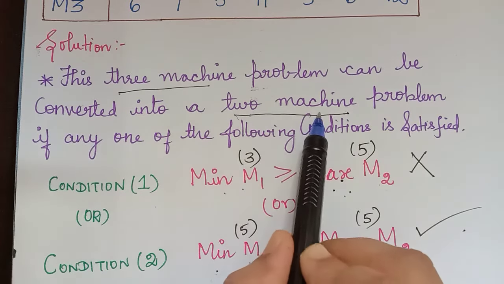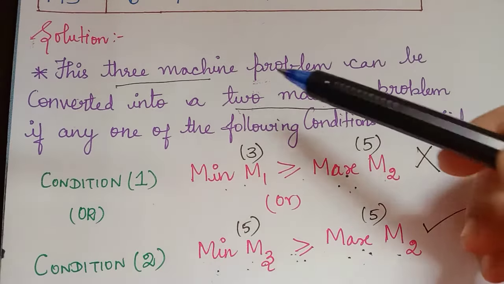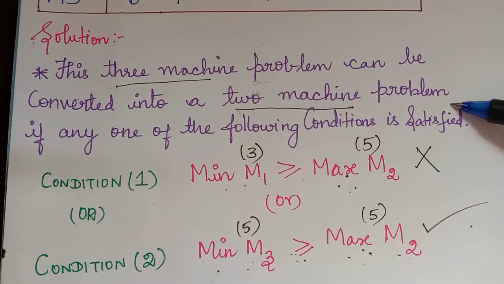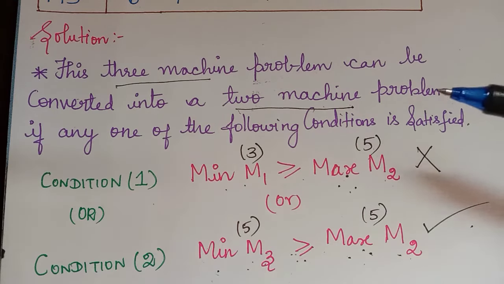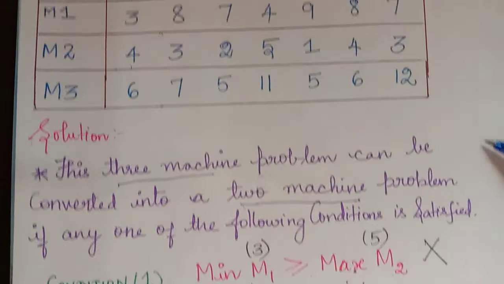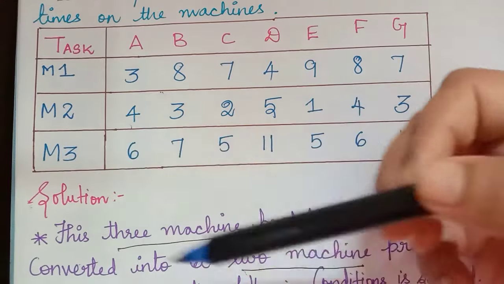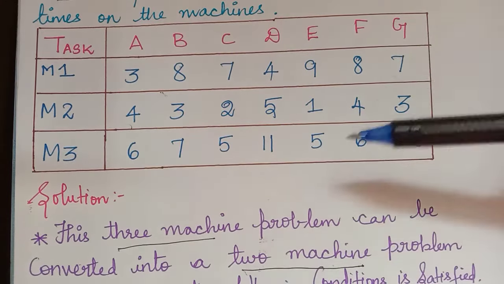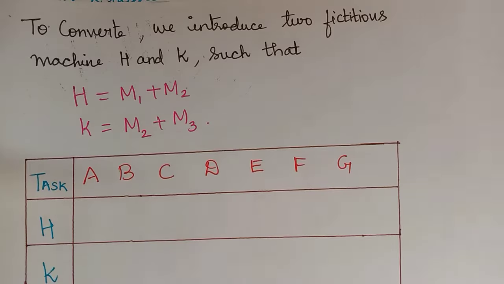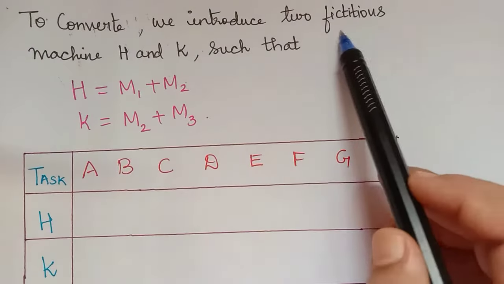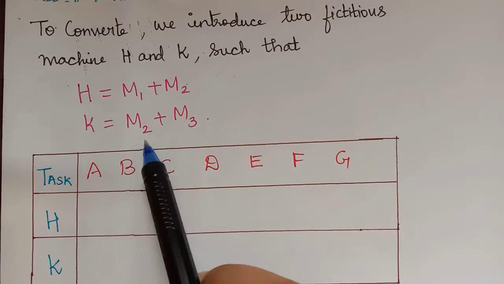To find the sequence, we have to convert this 3 machine problem to a 2 machine problem. The method is that we introduce 2 fictitious machines H and K in such a way that the processing time of H will be the addition of the first 2 machines, that is, H is equal to M1 plus M2. And the processing time of the next fictitious machine K will be M2 plus M3. So for converting, we introduce 2 fictitious machines H and K such that H is equal to M1 plus M2 and K is equal to M2 plus M3.